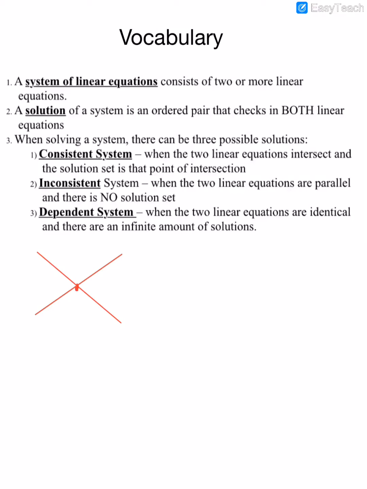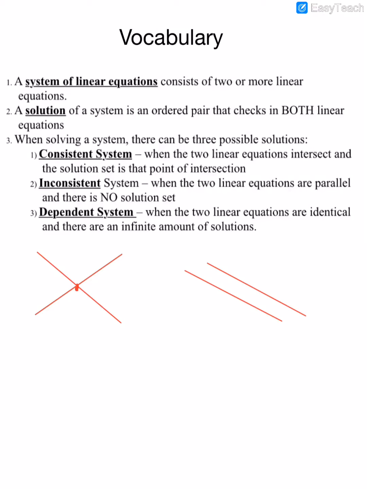An inconsistent system is when two linear equations are parallel and there is no solution set. So when we have something like this, where our two lines are parallel, then they're not crossing, so there's no solution. A dependent system is when the two linear equations are identical and there are an infinite amount of solutions.